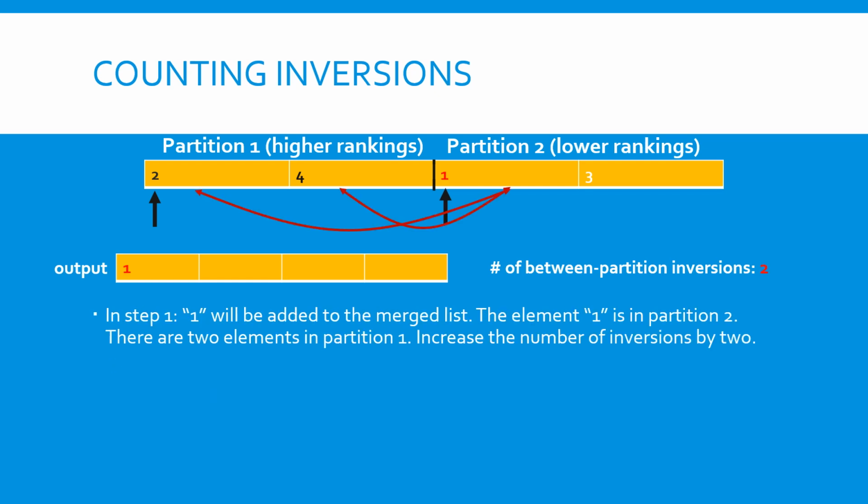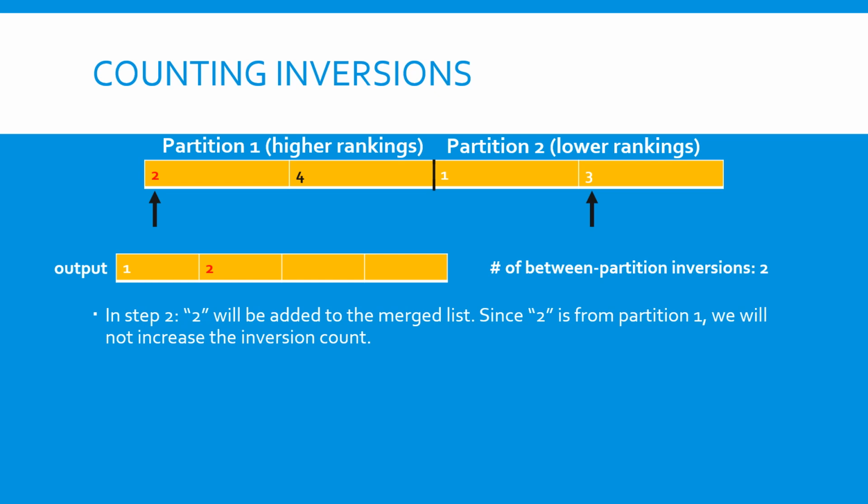In the example shown here, we find that 1 in partition 2 should be pushed to the merged list. It implies that the item is ranked first in the recommendation system and has a smaller value than all remaining numbers 2 and 4 in partition 1. However, it is in partition 2. It is ranked in the lower half in the reference. Thus, it forms two between partition inversions with all remaining numbers in partition 1. We then add 2 to our between partition inversion counter.